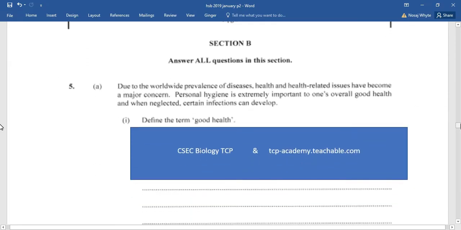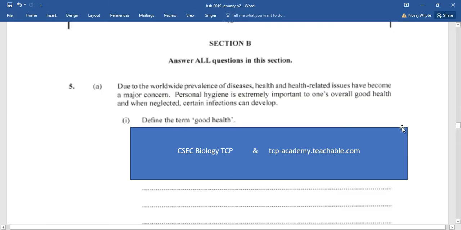So we are now in section B of the exam paper, and it wants us to answer all questions in this section. Now, due to the worldwide prevalence of disease, health and health-related issues have become a major concern. Personal hygiene is extremely important to one's overall good health, and when neglected, certain infections can develop. Now, define the term good health.